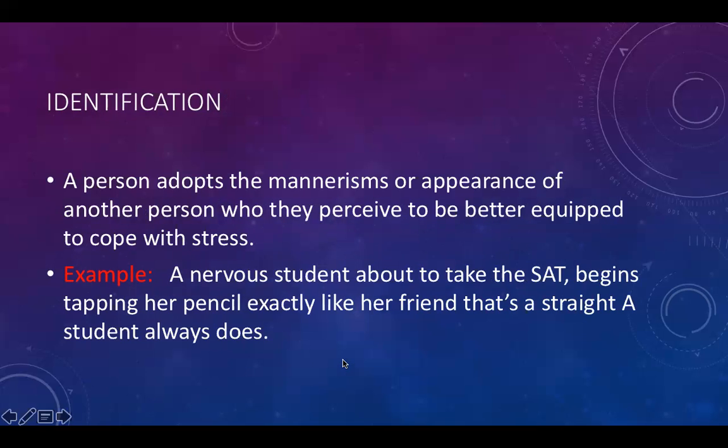Identification is when a person adopts the mannerisms or appearance of another person who they perceive to be better equipped to cope with stress. So, for example, a nervous student about to take the SAT begins tapping her pencil exactly like her friend, who is a straight A student, always does. So the student is identifying with her friend that she knows is a very successful student by tapping her pencil just like her friend does. So that's called identification.